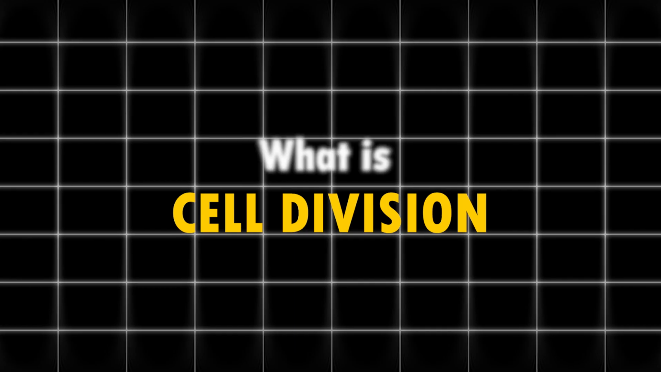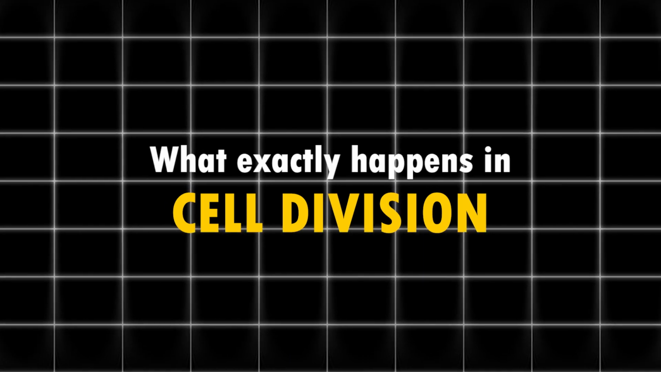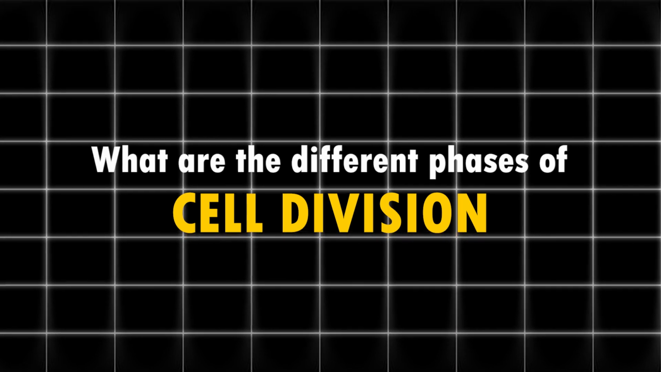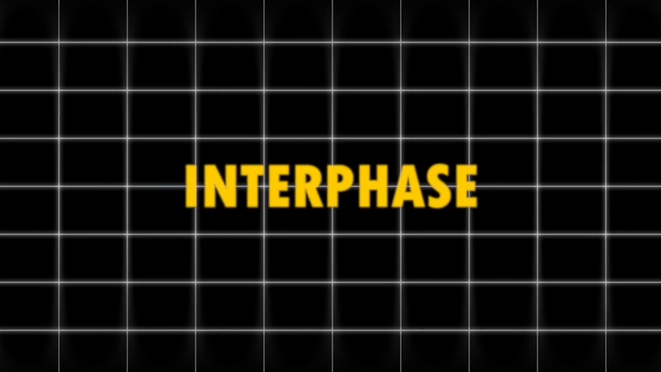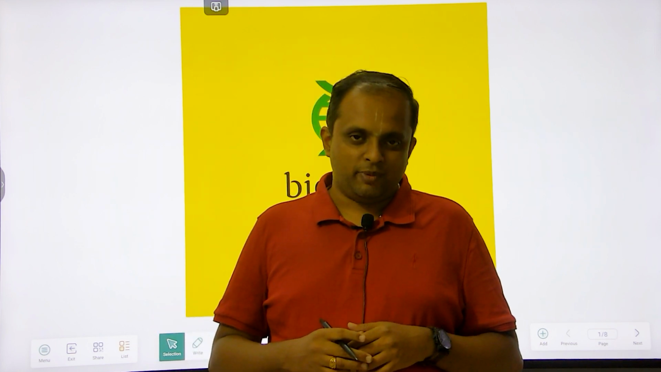Welcome friends. In a series of videos we have been discussing various aspects of cell division. We had a previous discussion regarding what cell division is, what exactly happens in cell division, what the different phases of cell division are, and we had a discussion regarding the interphase, the basic structure of a chromosome, and how you count the number of chromosomes. So we had some very basic discussion that helps us to understand the exact phases of cell division.